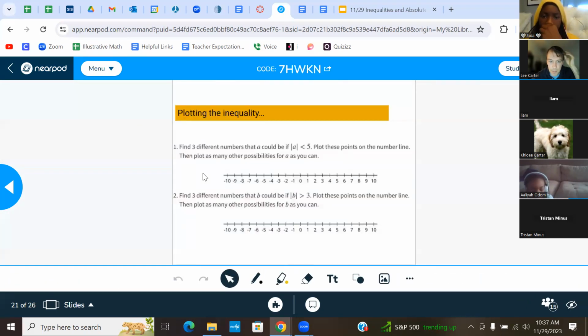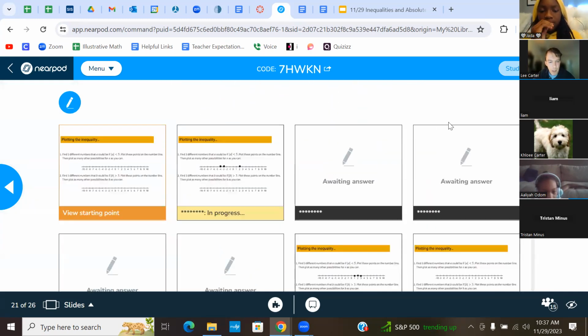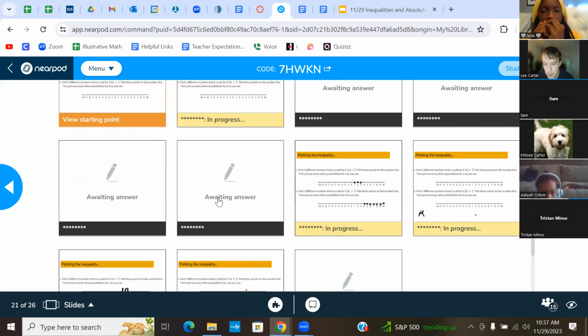Now, let's see what we got next here. All right. I think y'all have a plot on this one. Okay. All right. Find three different numbers that could be A if the absolute value of A is less than 5. Okay. Then plot the numbers on the number line and put other dots that would work there. Then three numbers for B that could be B if the absolute value of B is greater than 3, and plot those, and then as many more as you can as well. Okay. So give it a shot on this. I'm going to go over it and make sure that you're understanding. Okay. So all you're doing here is putting little dots on there that'll work for A and for B.